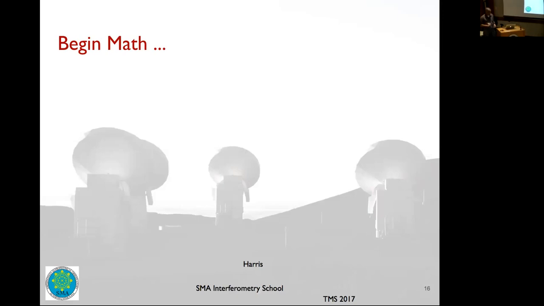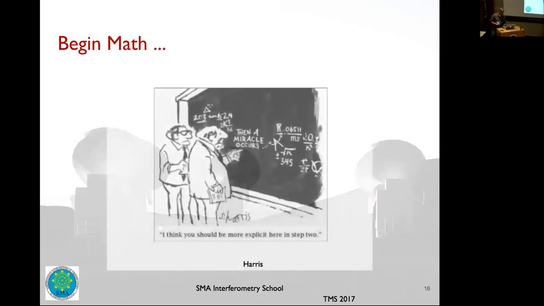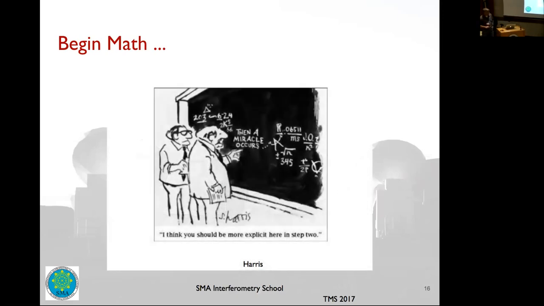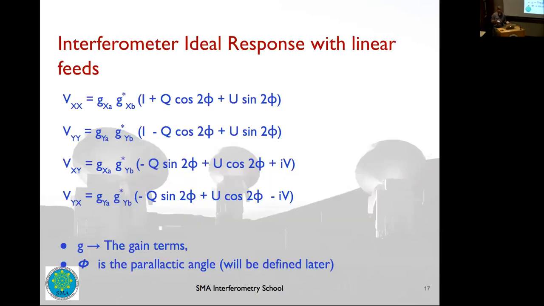I think you should be able to do it in your head, but I don't think we have enough time. So you've all seen this, a miracle occurs. And that's how sometimes polarization seems to me. It's like there's a miracle, right? But anyway, we'll skip this and assume that. You can go and look in Thompson, Moran, and Swenson for derivations.